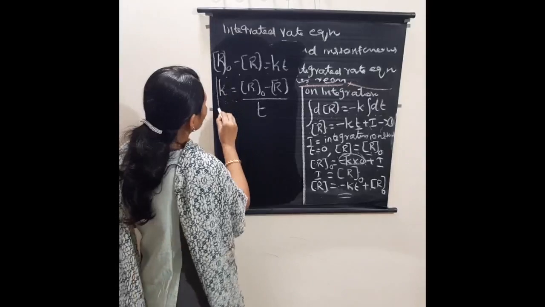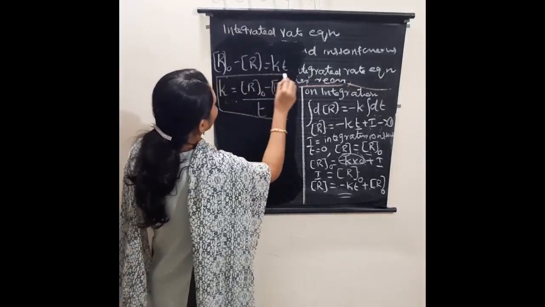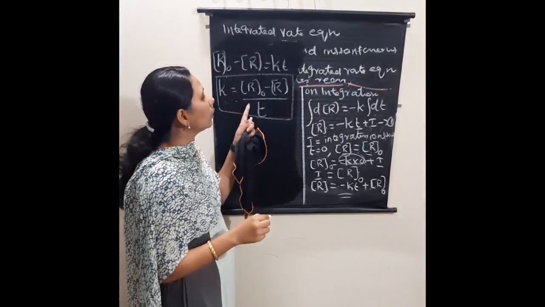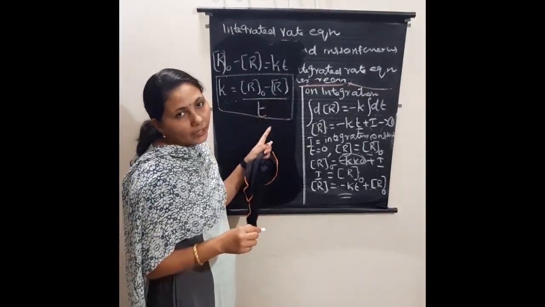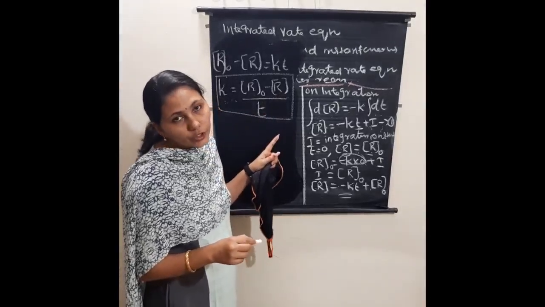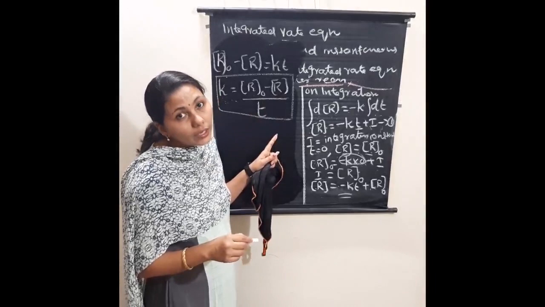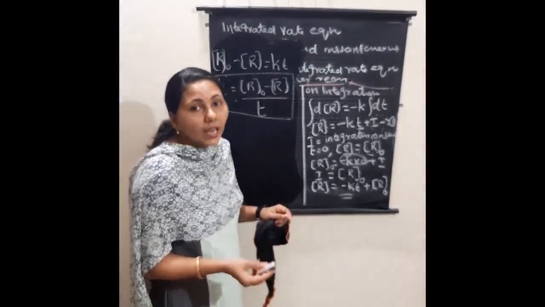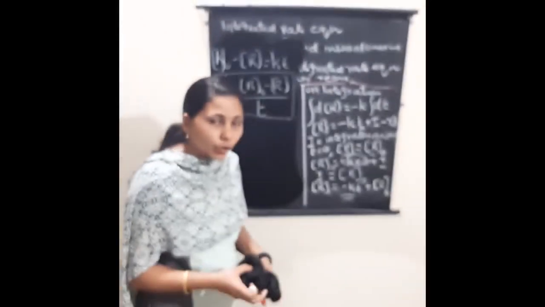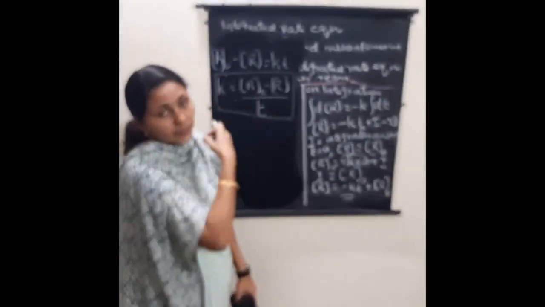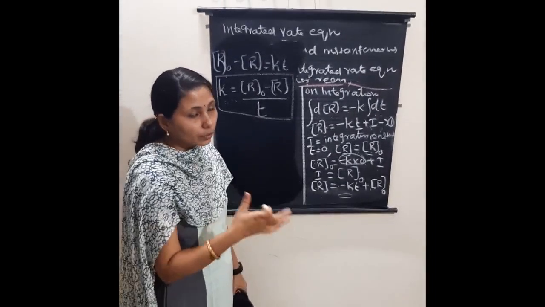So this is the integrated rate equation for zero order reaction. So k equal to R0 minus R divided by t. This is the integrated rate equation for which reaction? Zero order reaction. So if they ask you to derive the integrated rate equation for a zero order reaction, you have to derive till here. Then the graphical representation for a zero order reaction, how can we draw the graph.